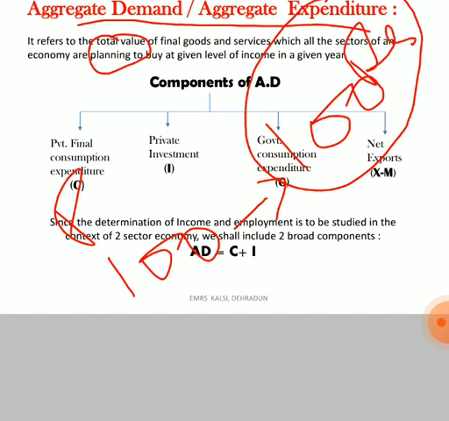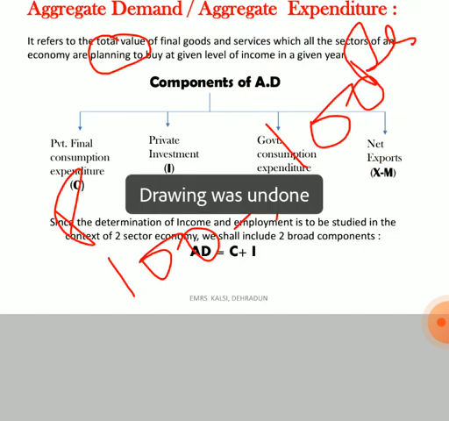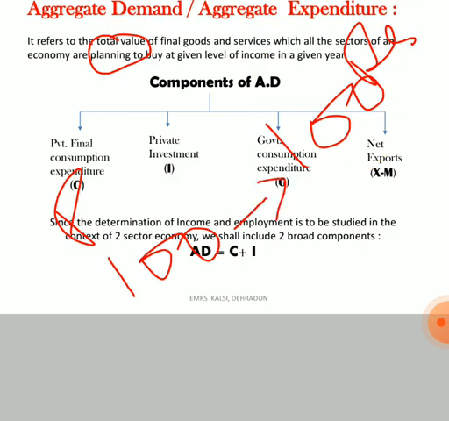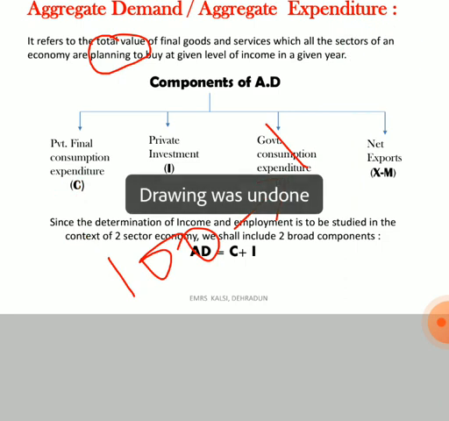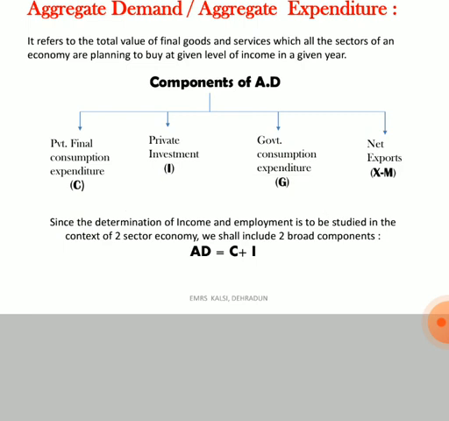So what is aggregate demand here? The total value of final goods and services which all the people in an economy, in a country, are planning to buy in a given year. That value will be called aggregate demand. Here the components of AD are very important because they are in the syllabus and it might come as a 5-mark question: define aggregate demand and explain the components of aggregate demand. So this whole thing might come in your exam for 5 marks.